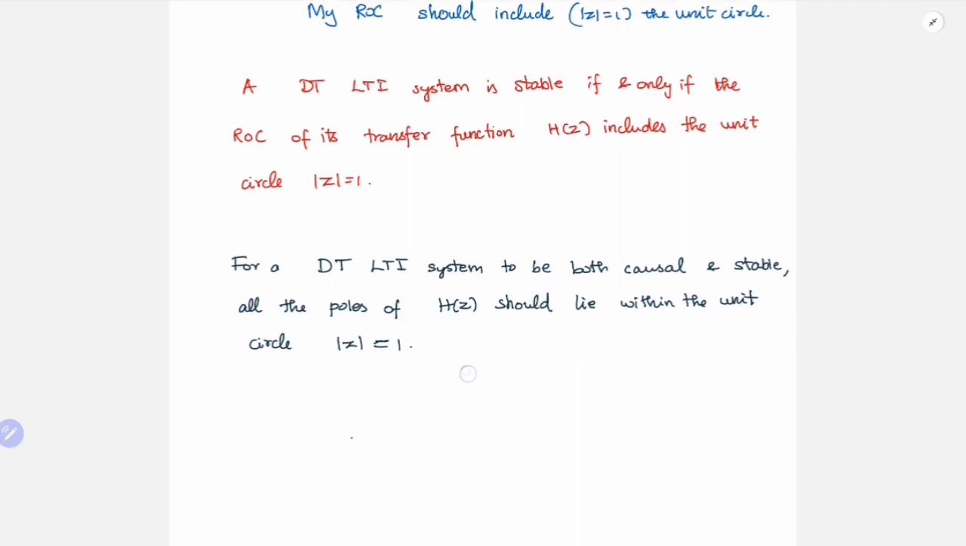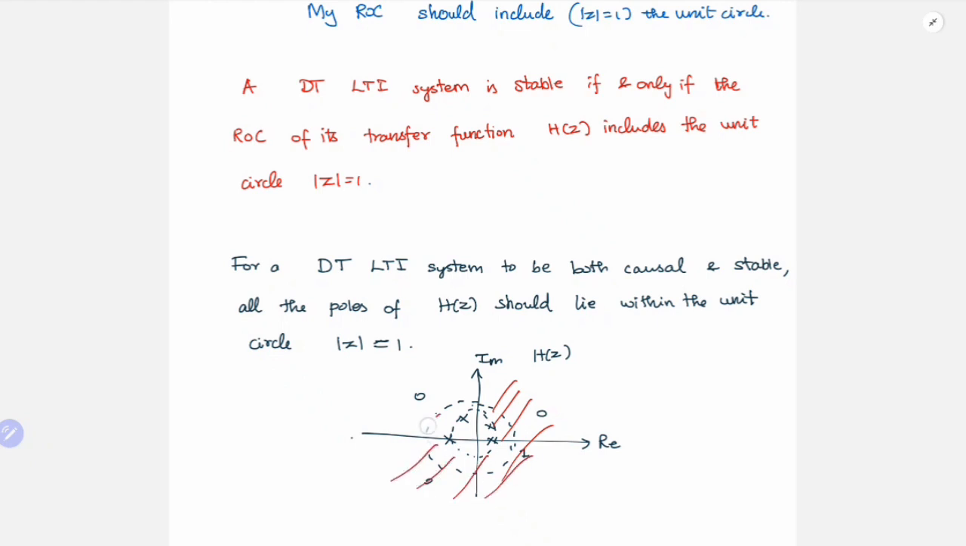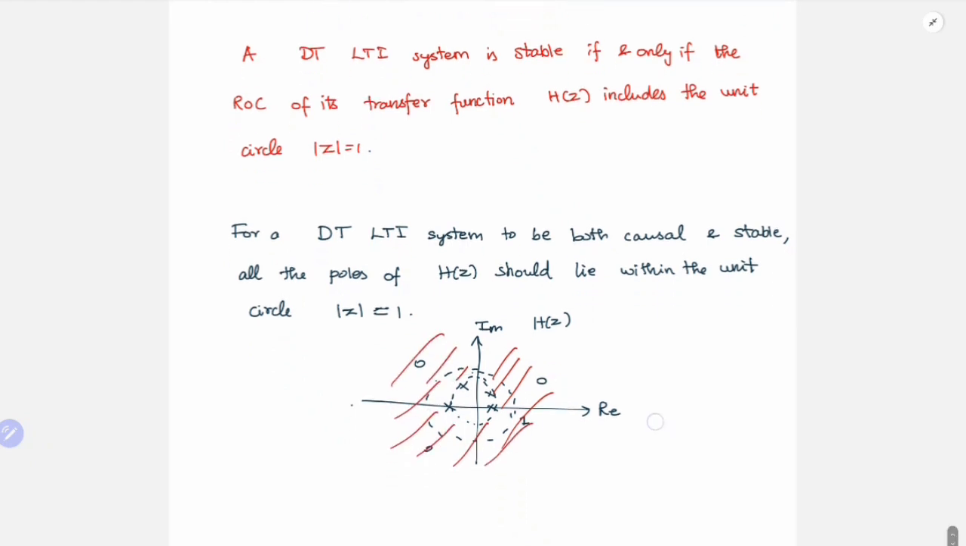So if this is your z plane, real and imaginary, and you plot the poles and zeros of your H of z, so this is 1. All your poles should be lying inside, and zeros can be anywhere. It's not a problem. And let's say this is your outermost pole, your ROC should include the unit circle. So it should be something like this.